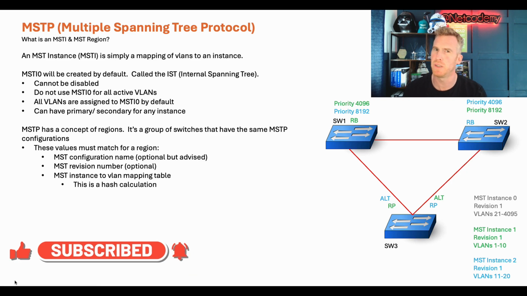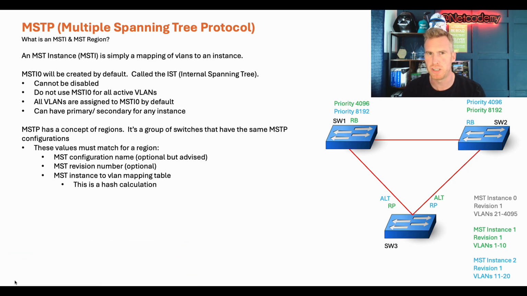But what are those configurations? Those configurations that have to match from switch to switch to be in the same region, first off is the configuration name. Now this is optional, you don't have to configure this, but I advise to configure it because it's a nice easy way to identify which instance is which. So whether it be MSTI 1 or 100, it's got to be a numerical value. It's just good practice to name it. Yes, it's optional, but that's one of the attributes that has to match from switch to switch for it to be in the same region.